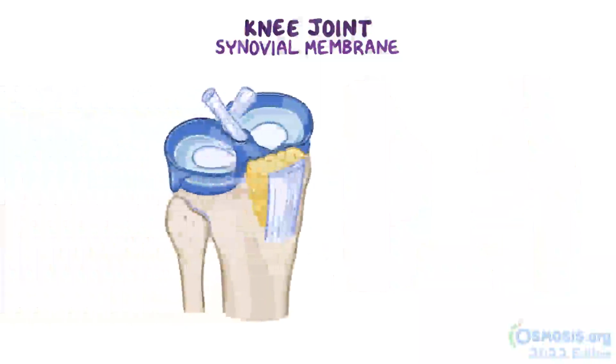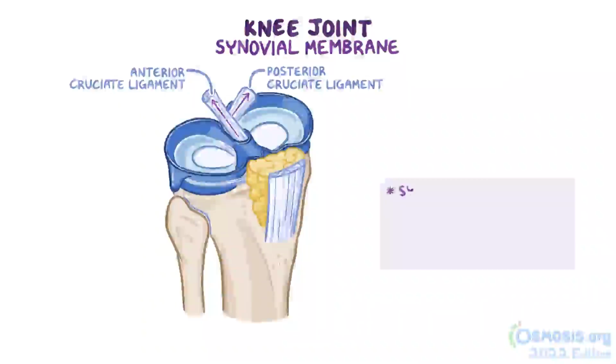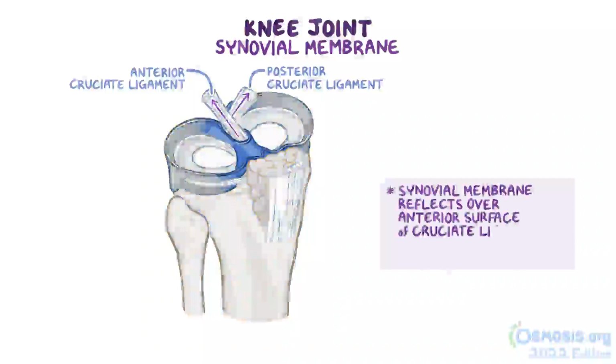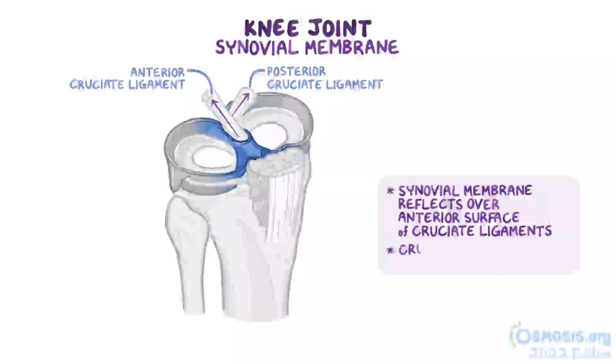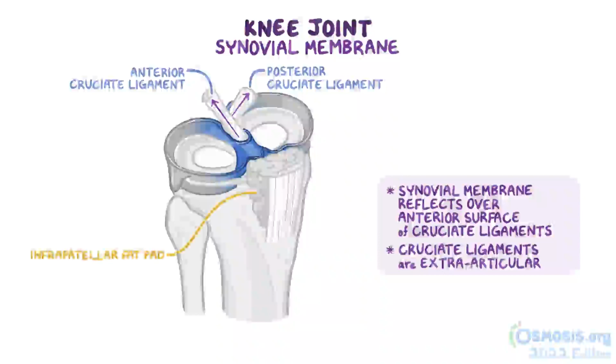From this view, we can see the famous anterior and posterior cruciate ligament, and as you can see, the synovial membrane actually reflects anteriorly over these anterior surfaces of the cruciate ligaments into the intercondylar region instead of going behind them. Meaning the cruciate ligaments actually lie posterior and outside of the synovial-lined articular cavity, so they're considered extra-articular, in addition to lining the posterior surface of the infrapatellar fat pad, making this extra-articular as well. The anterior synovial reflection creates a median infrapatellar synovial fold.